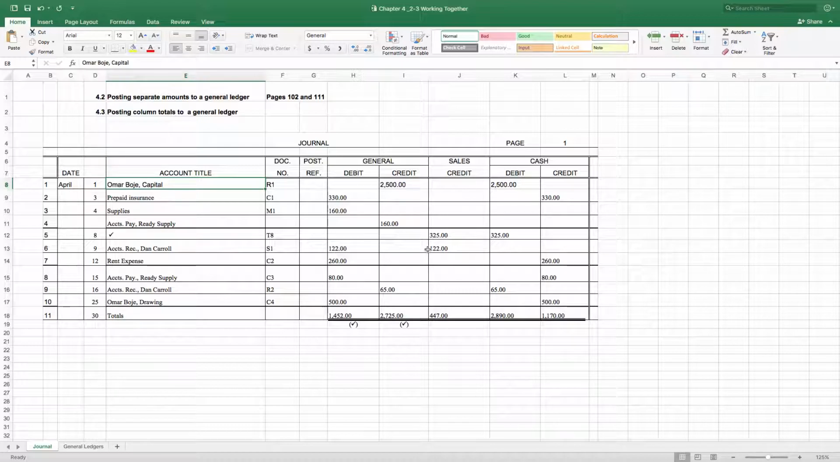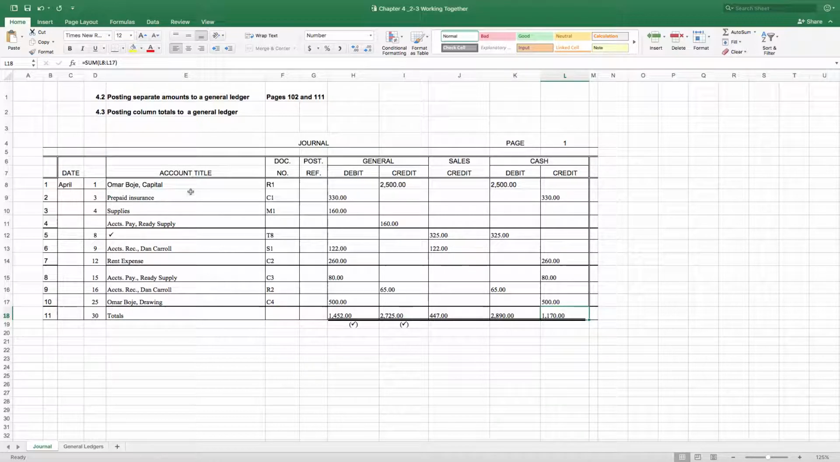When we are looking at column totals and posting from the journal to the ledger, we're only going to look at the sales credit total, the cash debit total, cash credit total. We will get to that in just a few moments, but I want you to understand the difference between the two. Separate amounts are located in the general column of the journal. Column totals will be your sales column total and your cash debit and credit column totals. Okay. All right, let's get started with 4.2, posting separate amounts to a general ledger.